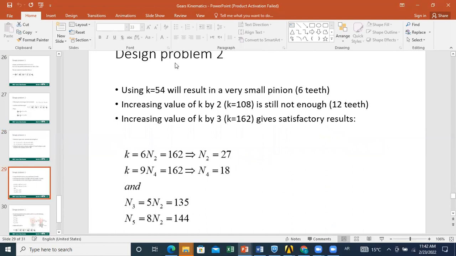As you can see here, they just switched the equations, because they are taking the smallest pinion as n2. So if you check the values of n2, the acceptable one will be for k equals 3.